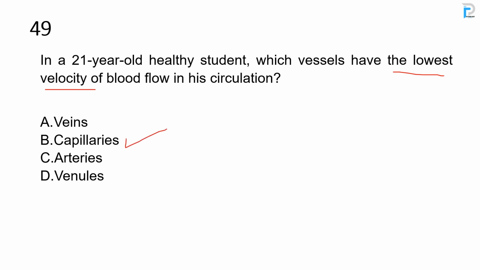The reason for that is the capillaries have the highest cross-sectional area. It means we have so many branches at the capillary level. And the capillaries are the blood vessels very close to the tissues to supply them with nutrients and oxygen. So the blood flow slows down there to provide time for gas exchange and supply of nutrients to the tissue. So the correct answer here is capillaries.